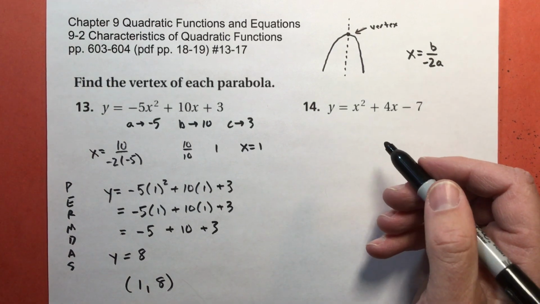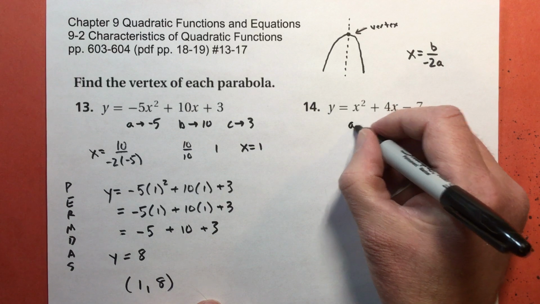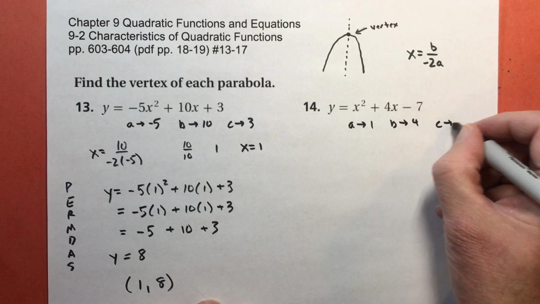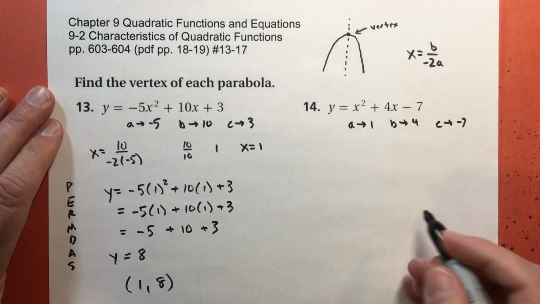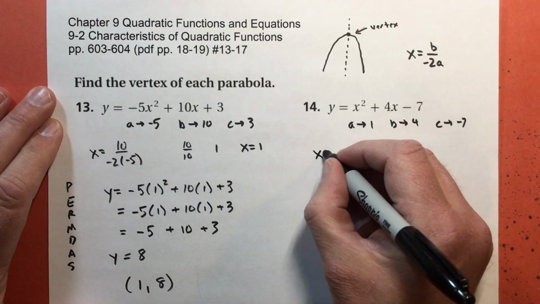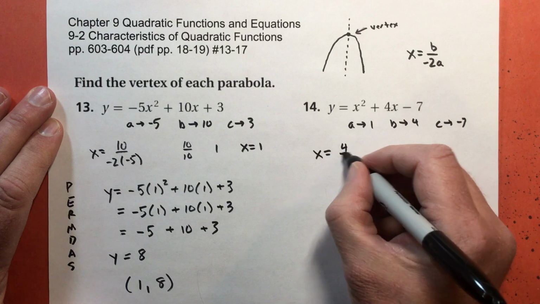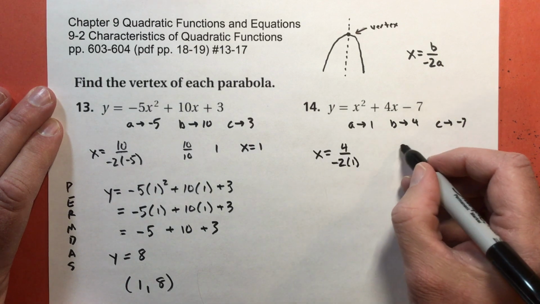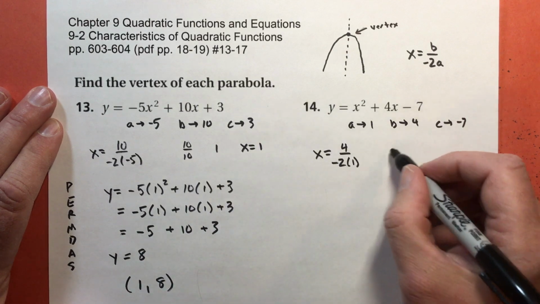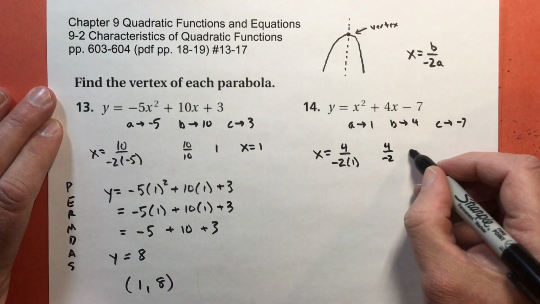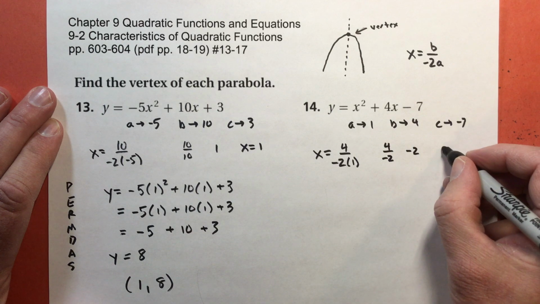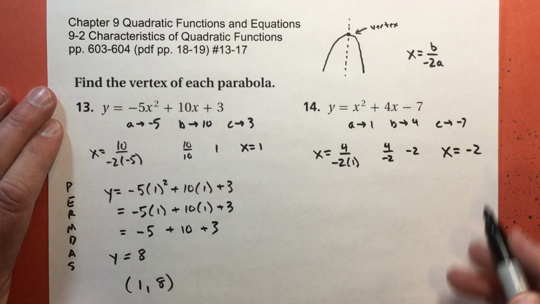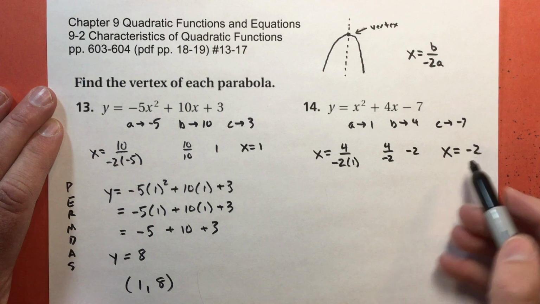Number 14. This tells me that a is 1, b is 4. My c is also -7, but that won't come until later. I get x equals -b, which is -4, divided by 2 times a, which is 1. Now in my head, I'm thinking -4 divided by 2, which equals -2. So my axis of symmetry is x equals -2. That's also the x-coordinate of my vertex.